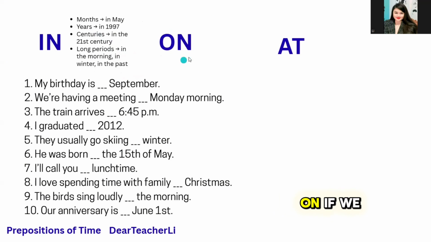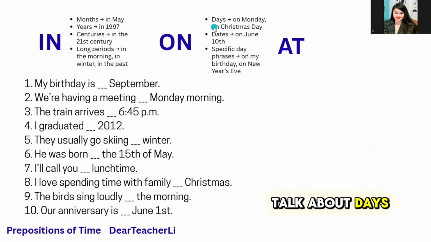Now we use on if we are going to talk about days. For example, on Monday, on Tuesday, on Wednesday, on Thursday, on Christmas Day, on Halloween. For dates like on June 10th, on July 4th, on the first day of January, or for specific day phrases like on my birthday, on New Year's Eve. The trick here is you use on if it's a complete 24 hours.